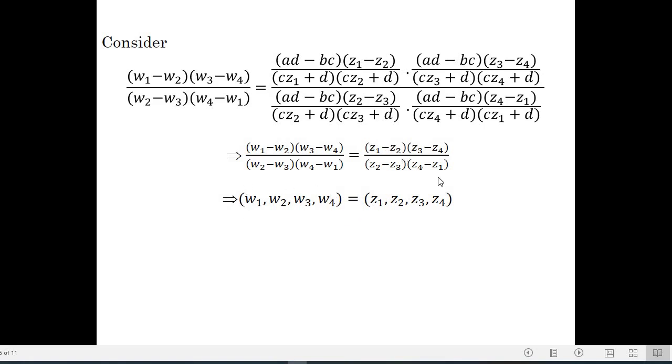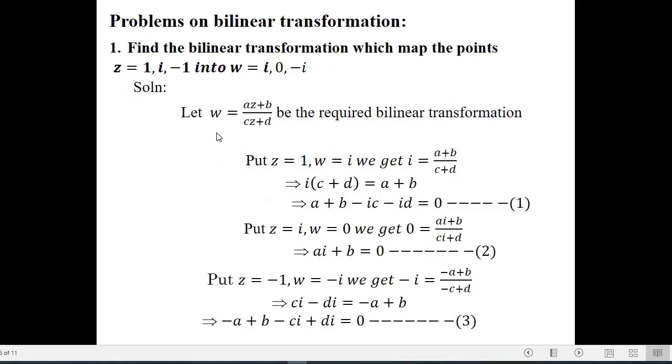That is equal to RHS, denoted by [Z1, Z2, Z3, Z4] within the brackets. So we proved that the bilinear transformation preserves the cross ratio of 4 points. Now we solve the problems on bilinear transformation.